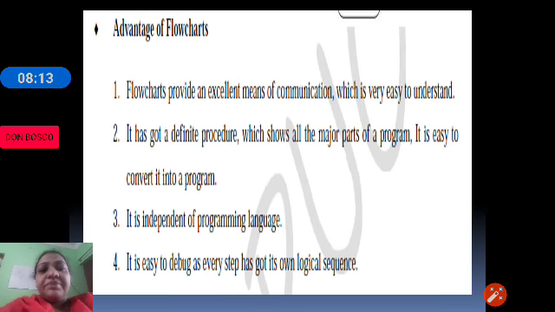A flow chart can be easily converted to a computer program. Like we easily convert an algorithm to a flow chart, in the same way a flow chart can be easily converted to a program. Next, it is independent of programming language. See, there are many computer languages: C, C++, Java.